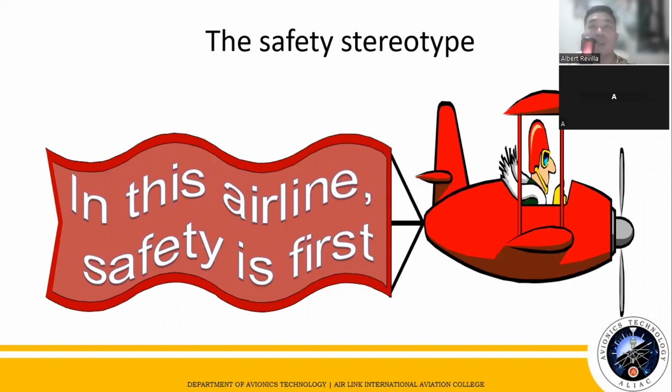Okay? Kaya nga minsan, pag tinatanong din sa mga interview, or pwedeng magkaroon kayo ng interview, para sa inyo, what is safety? Siyempre sasagot kayo, dapat zero accidents ang mangyayari sa inyong work.